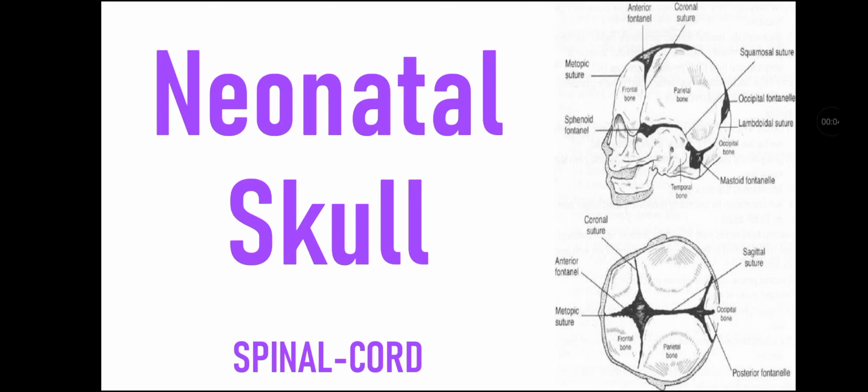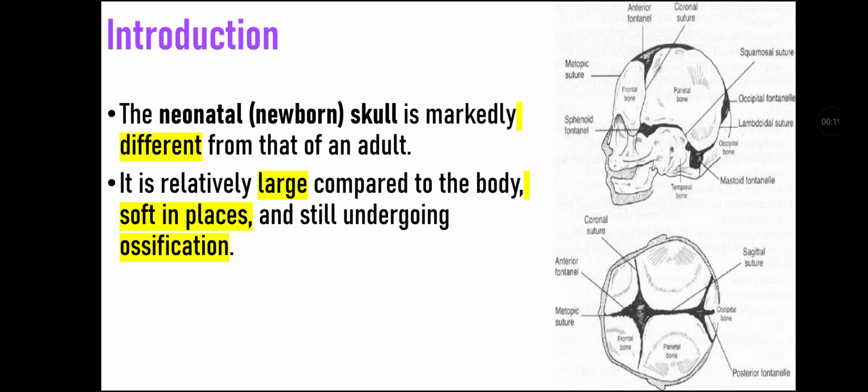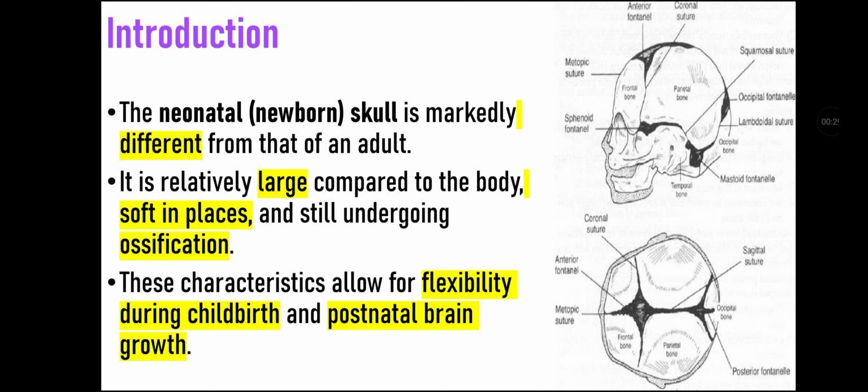Today we are going to talk about the neonatal skull, and here at the side you can see the diagrammatic representation of the neonatal skull, the lateral view and the superior view of it. So let's start the topic with the introduction. The neonatal skull is markedly different from that of an adult skull. It is relatively large compared to the body, soft in places and still undergoing ossification. These characteristics allow for flexibility during childhood and postnatal brain growth.